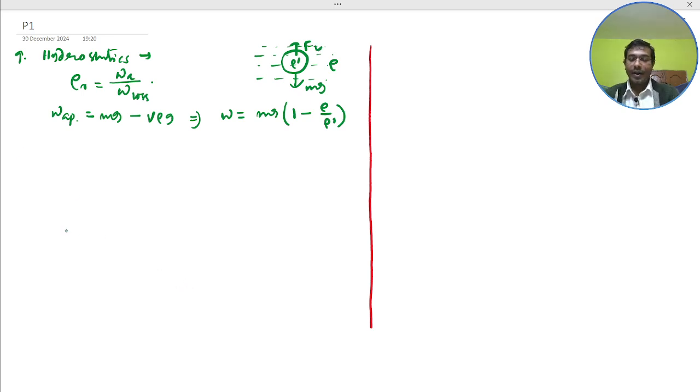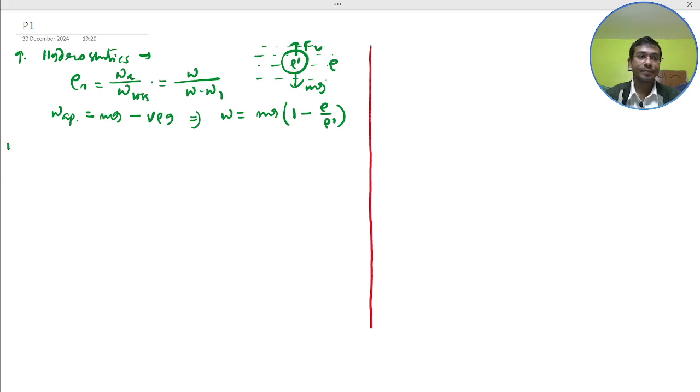Next one, specific gravity or the relative density. The relative density is basically, I just write here, the W apparent, which means W, and the W loss means W minus W1, where W and W1 are the weight of the body in air and in the liquid.